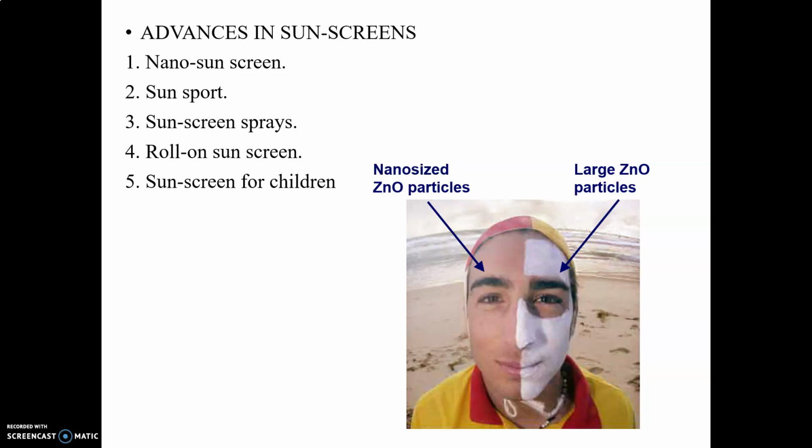So in that way, we have covered the sunscreen formulation in 3 sessions.